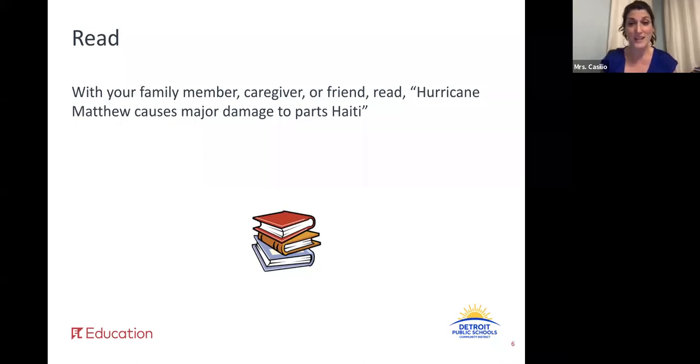Okay, so our title is Hurricane Matthew Causes Major Damage to Parts of Haiti. And if you look there, there's an awesome picture of some huge waves rolling in. And there's several different people. It looks like maybe they have their cell phones and are taking pictures and are probably just amazed by what looks like maybe waves that Hurricane Matthew is bringing in. But let's read our picture caption together to find out more information.